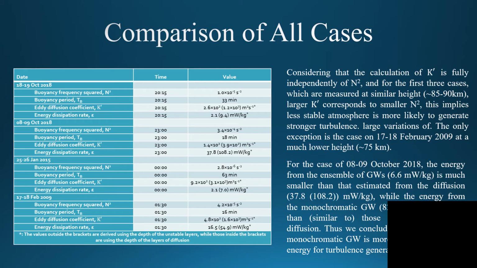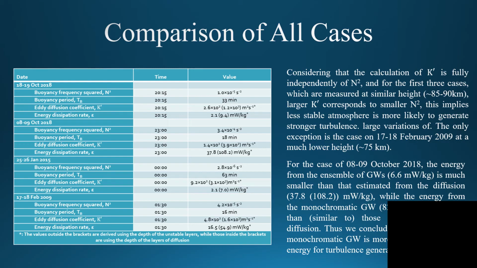Now we compare the results from all the cases. The values of N squared, K, and epsilon are listed for all the cases. Considering the first three cases, which are observed at similar heights, we can see that the larger eddy diffusion coefficients correspond to smaller N squared, which is consistent with the physics of turbulence, where a less stable atmosphere is more likely to generate stronger turbulence. The only exception is the case which is observed at a lower height.